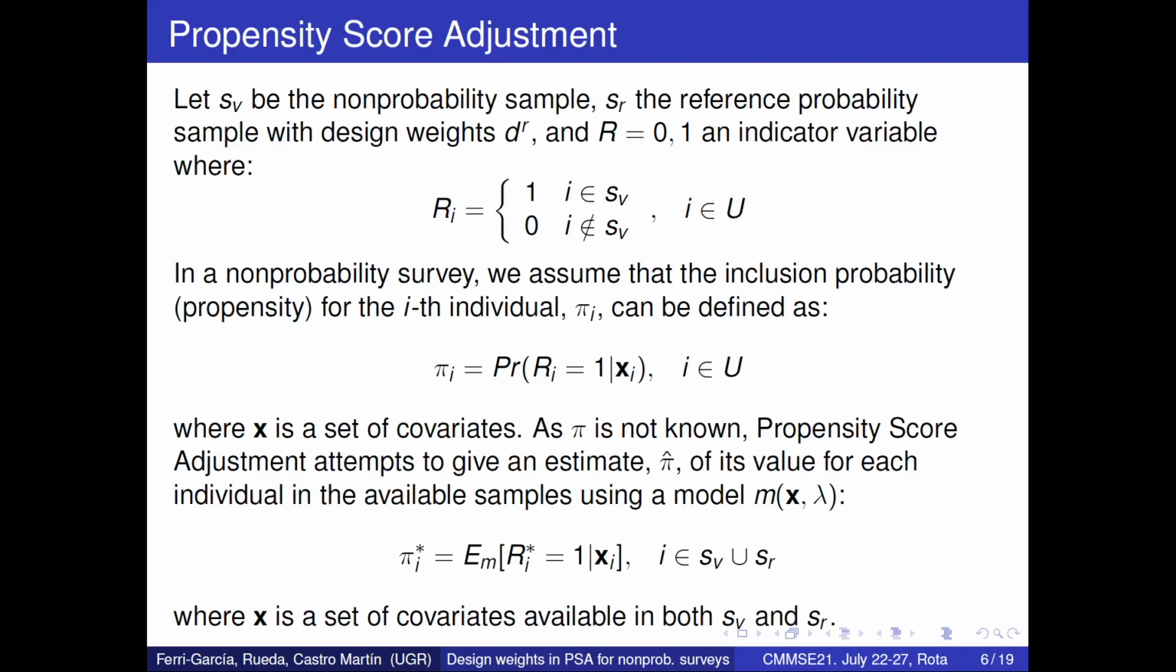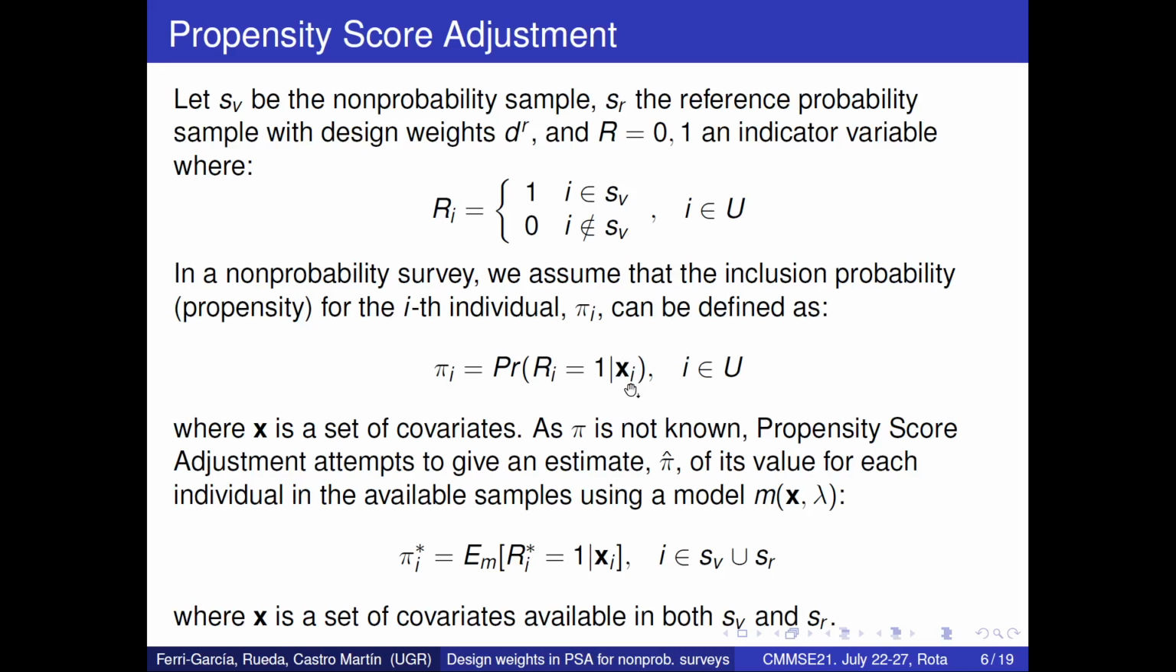From now on, PSA. The necessary settings for PSA are these. We need a non-probability sample, a reference probability sample with some design weights, and then an indicator variable that indicates whether an individual belongs to the non-probability sample or not. This is the variable R. In a non-probability sample context, we assume that each individual of the population has a probability of participating in it, called propensity. We consider the case where the probability is conditional on a given matrix of covariates.